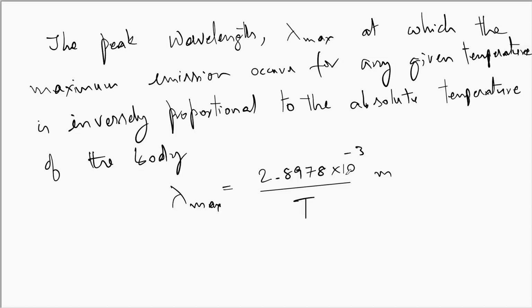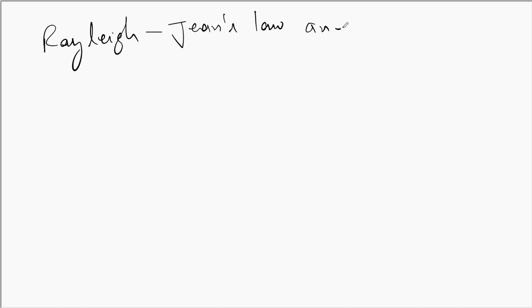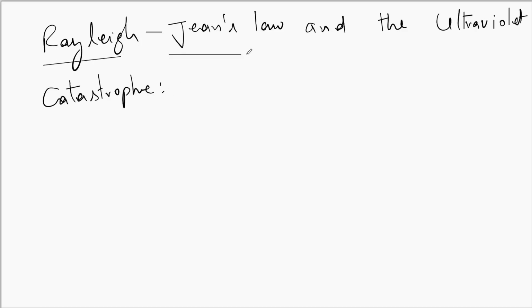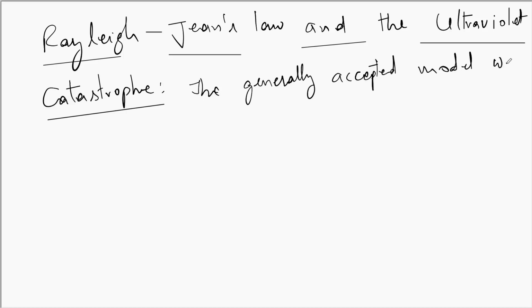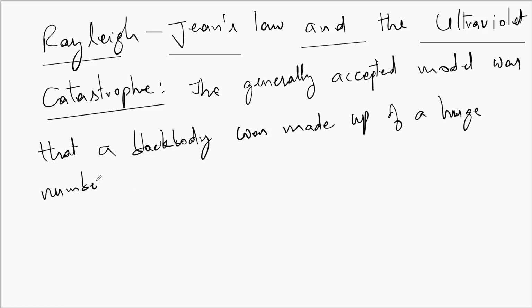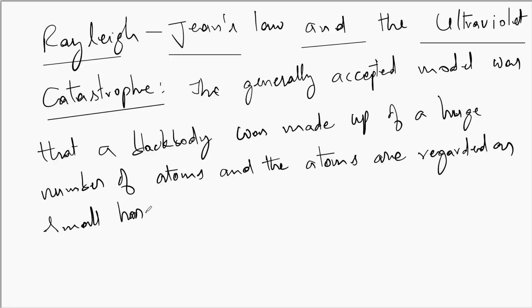Now we shall discuss the Rayleigh-Jeans law and the ultraviolet catastrophe. They used the generally accepted model of the blackbody, which states that the blackbody is made up of a huge number of atoms, and these atoms are regarded as small harmonic oscillators. So it is a theoretical model.